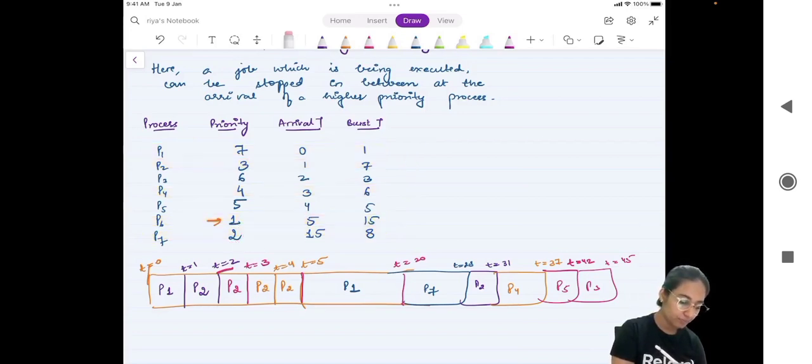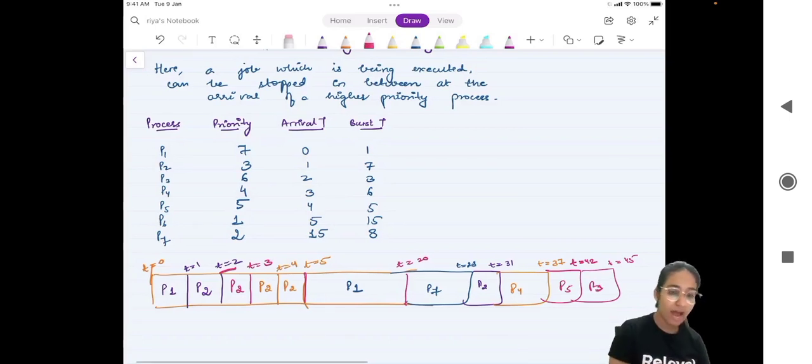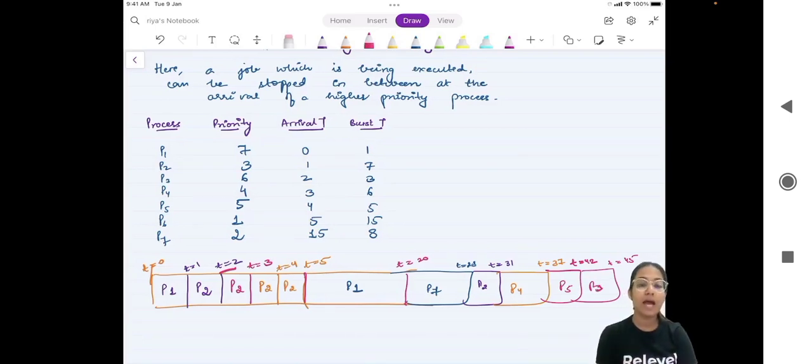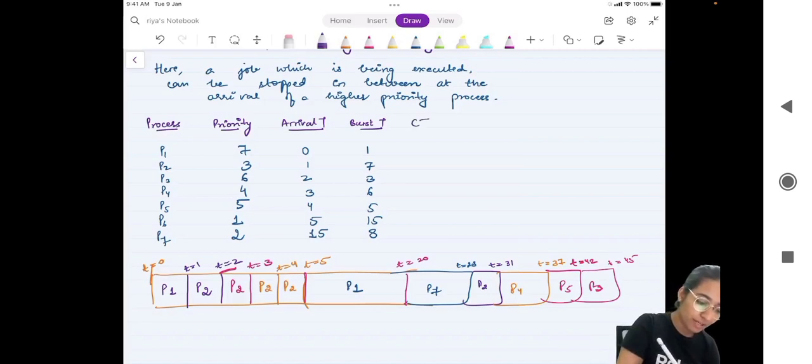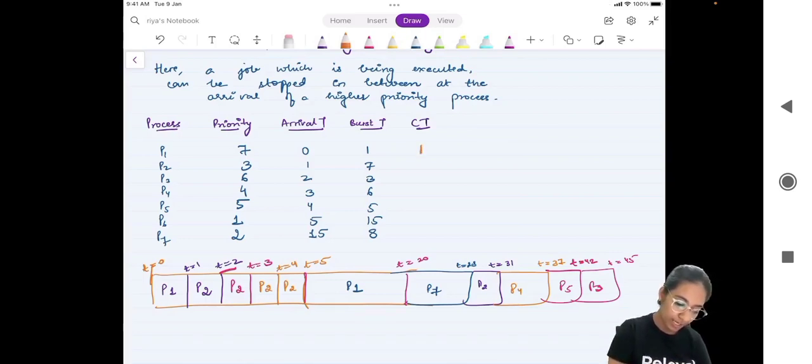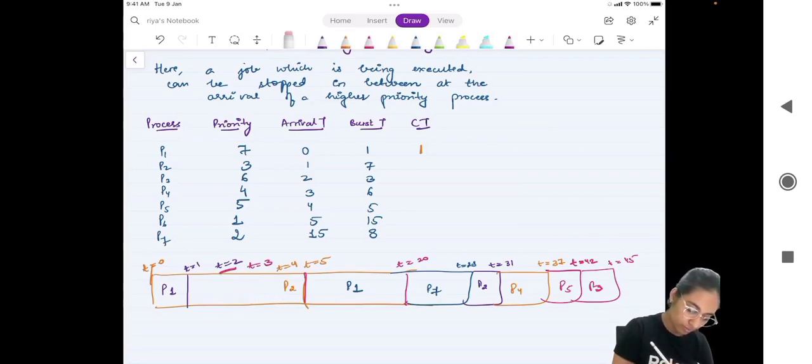Okay. So you can take a look over here and see how this is really working. If at a certain point of time, some higher priority process comes in, the execution of the lower priority process gets stopped. Okay. Now first we will mention the completion time over here. The completion time for P1 is 1. The completion time for P2 only. Okay. You don't have to keep this.